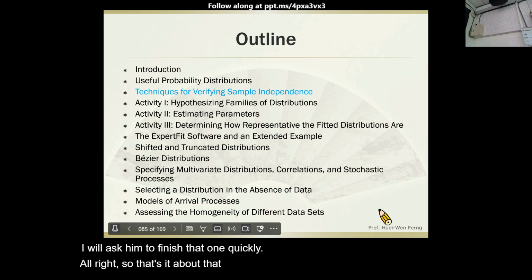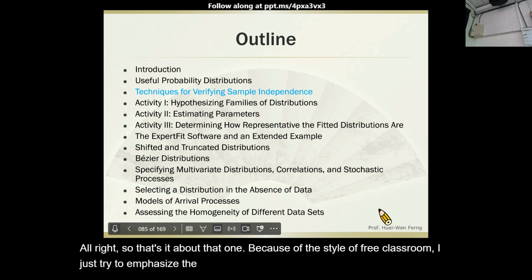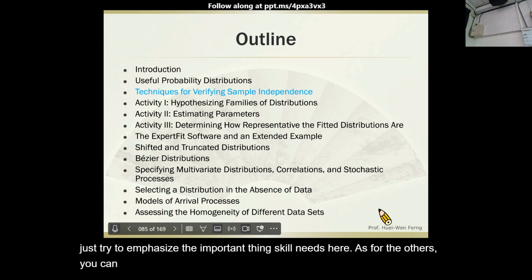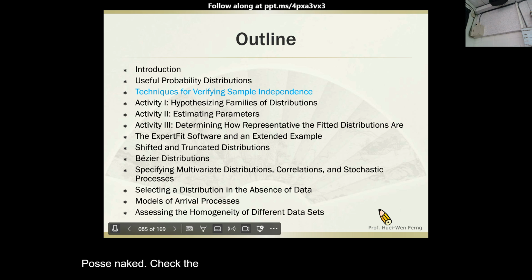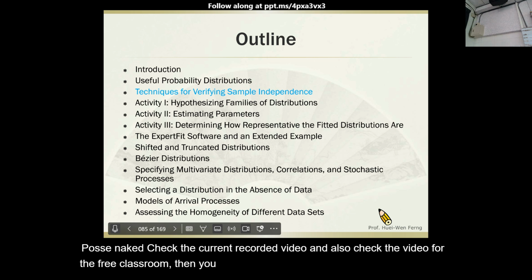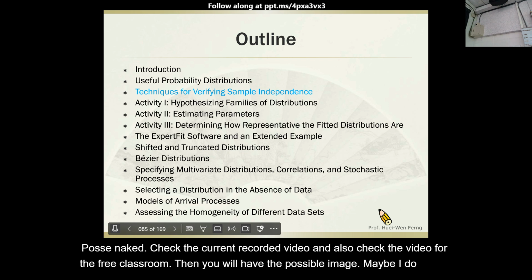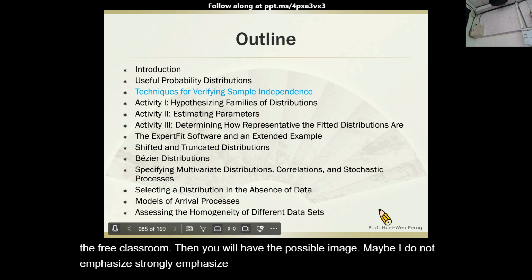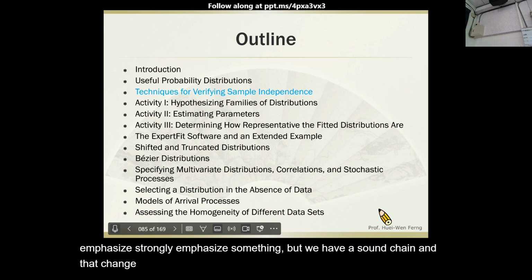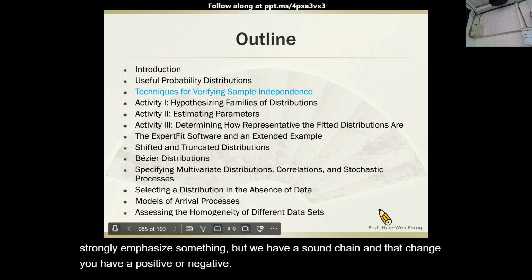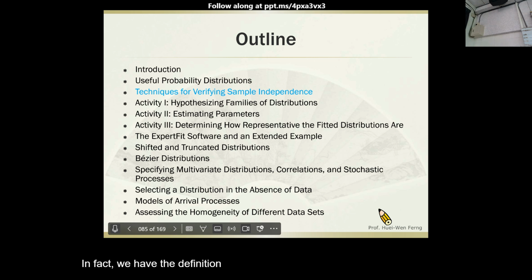Because of the style of the classroom, I just try to emphasize the important thing. Skewness here. As for the others, you can refer to the videos. Maybe you have a question. Positive, negative, check the current recorded video, and also check the video for the free classroom. Then you will have the possible image. Maybe I do not strongly emphasize something, but we have some trend, and that trend should be positive or negative. In fact, we have the definition for skewness, but that is a way to directly check the figures.